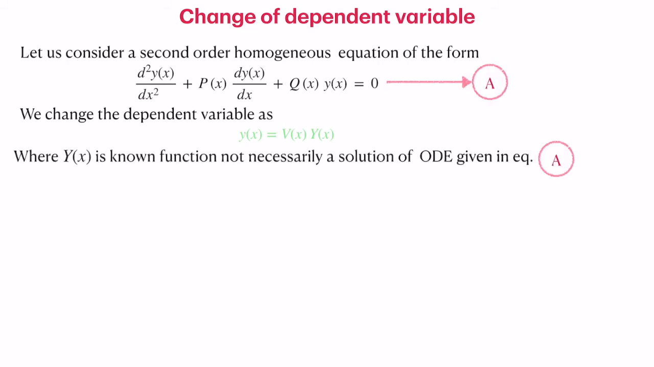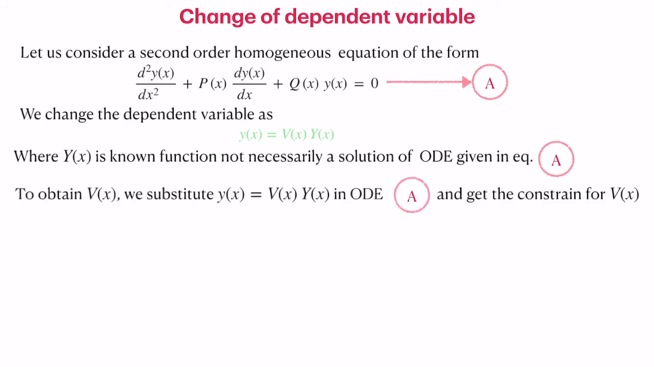Let capital Y of x be a known function, not necessarily a solution of this differential equation. So you are basically doing a general transformation. Our goal is to obtain V of x such that we translate the differential equation into a differential equation on V of x, which may be easier to solve. Let's first substitute this into our differential equation given by equation A.